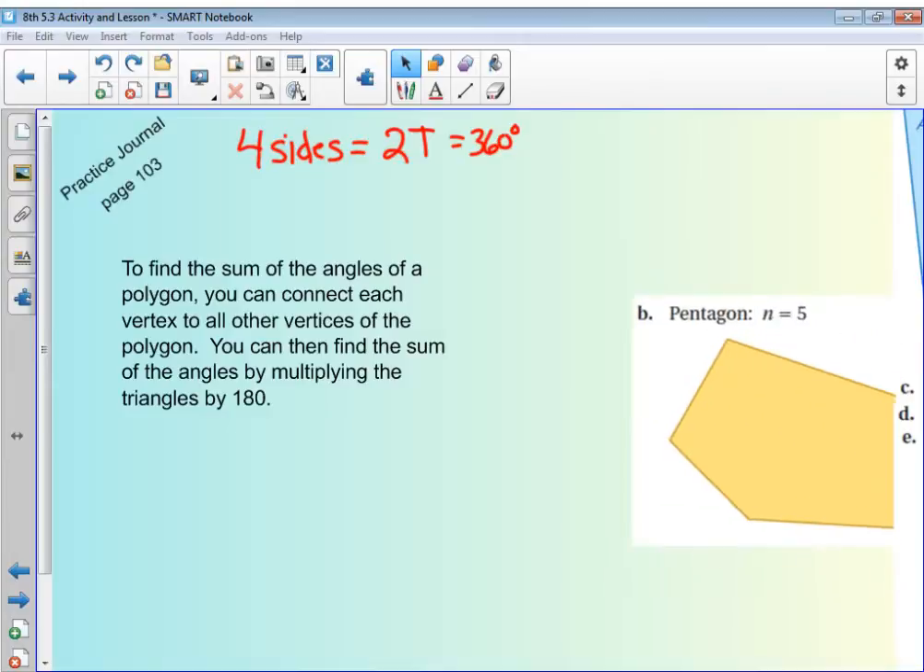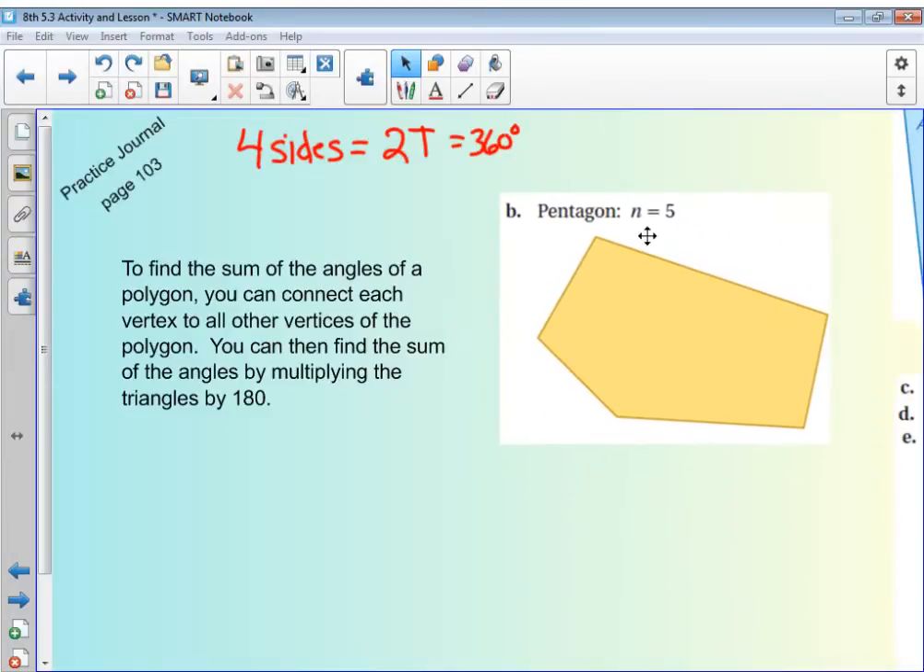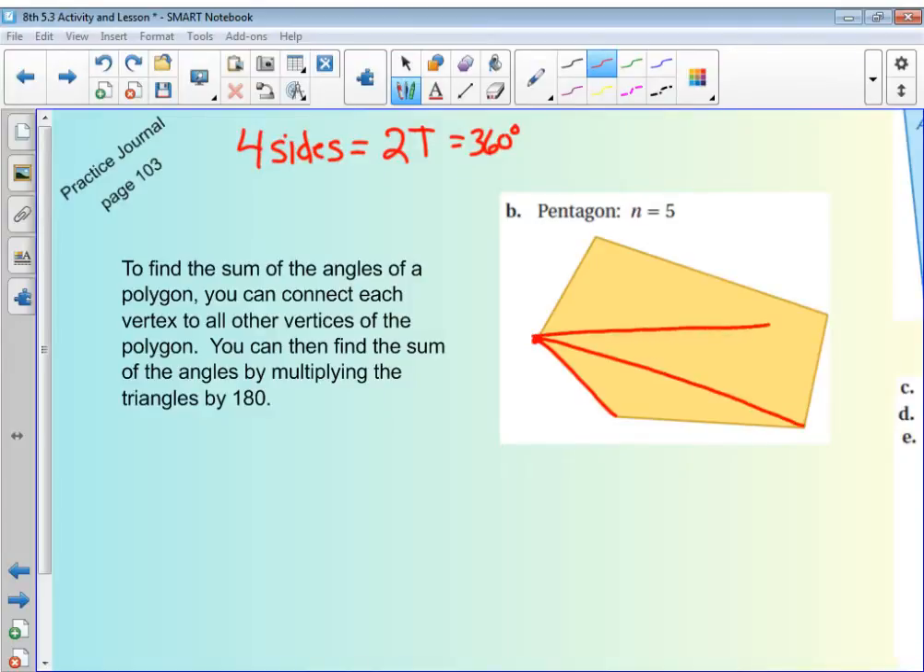Okay, so let's look at letter B. You're doing the same thing that I'm doing on the screen here. So letter B, I have a pentagon that's a 5-sided figure. Okay, so pick one of the vertices. I'll go ahead and pick this one, and you're going to connect to each of the other ones. Okay, already connected. Connected now. Connected. Already connected.